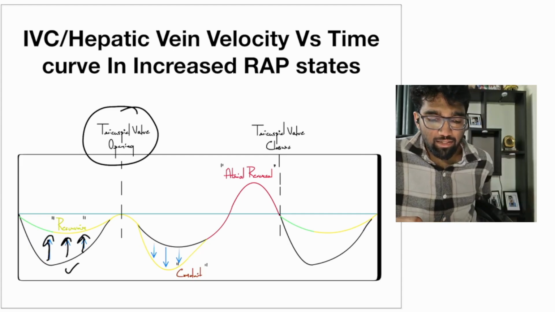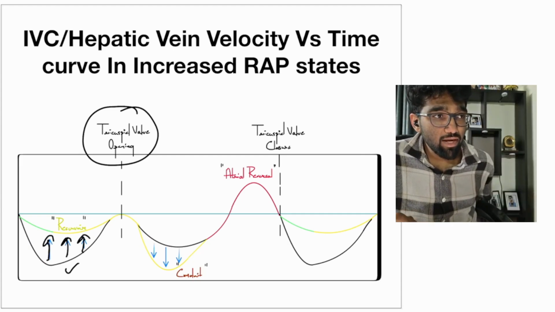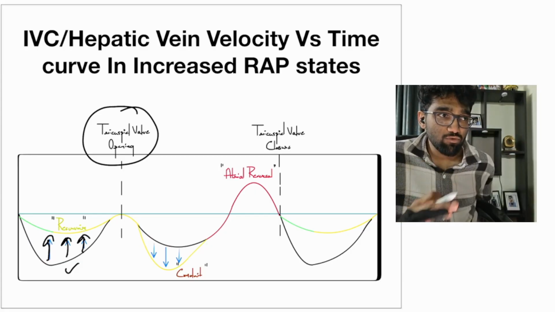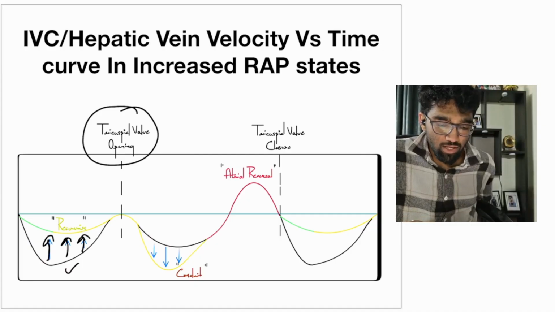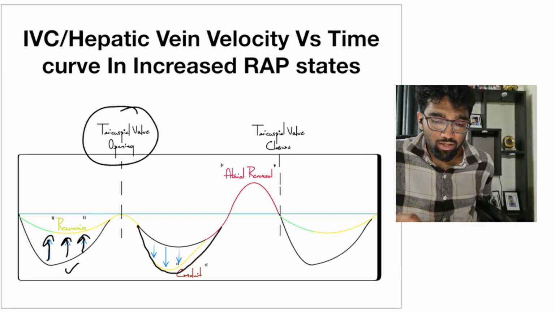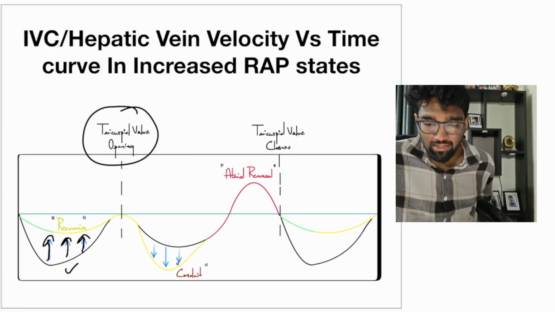Okay, and during the conduit function, there will be faster flow because as the valve opens, the pressure difference between the right atrium and the right ventricle is more. So as a result, the graph falls down a little bit more. Okay, and then there is atrial reversal, which essentially remains the same.